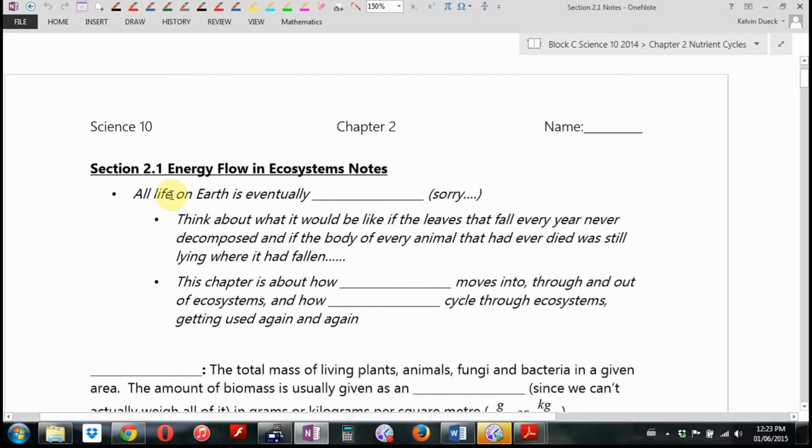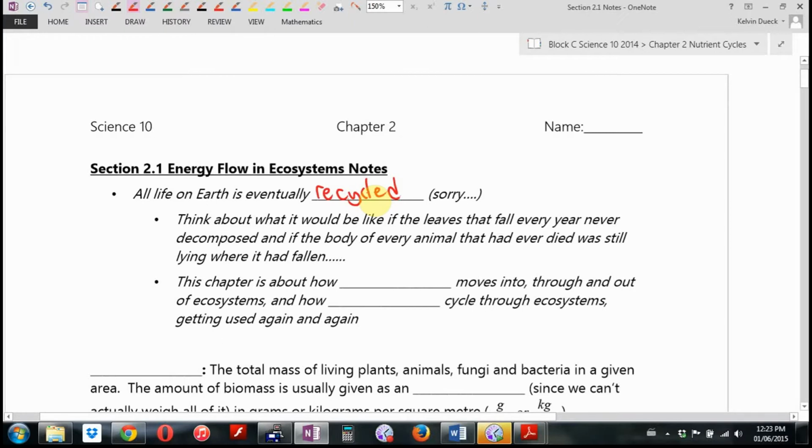Section 2.1, energy flow in ecosystems. It turns out all life on Earth is eventually recycled. You're all going to die someday. Sorry. Oh, no. Death rate still 1-to-1.